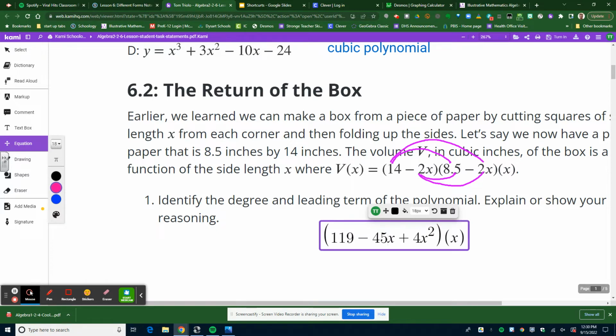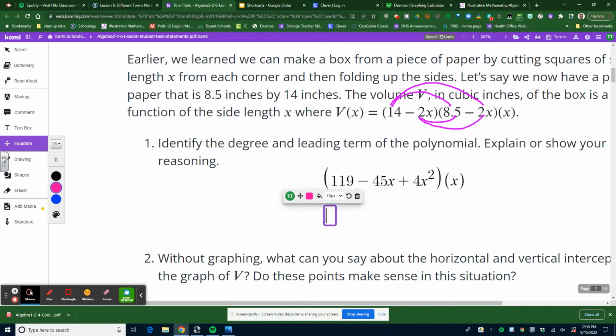Last but not least, I'm going to do a little Control A, Control C. Come down here. Control V. Get rid of all my parentheses. Oh, it's pink. Cute. All right. And now everything gets boosted up by 1 degree. So that 2 is now a 3. That x to the first power is now squared. And 119 is now x. And I don't need the parentheses anymore.